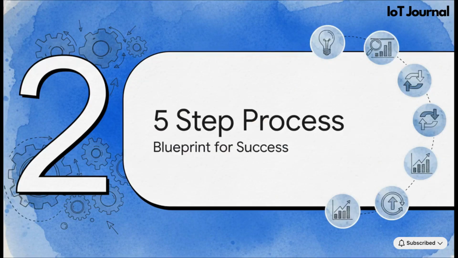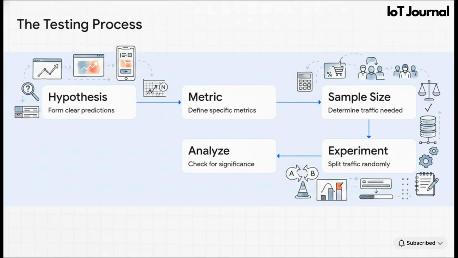Moving right along to Section 2, the 5-step testing process, your blueprint for success. All right, here's the framework literally anyone can use. Step 1, form a hypothesis. Don't just guess blindly here. Use your analytics to make a solid prediction. Step 2, define your metric. What exactly are we trying to improve? Is it signups? Clicks? Be super specific.